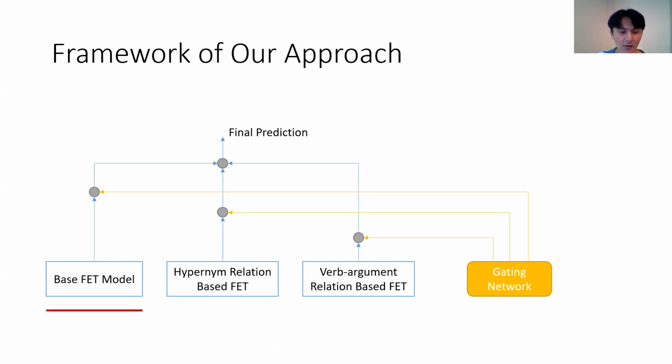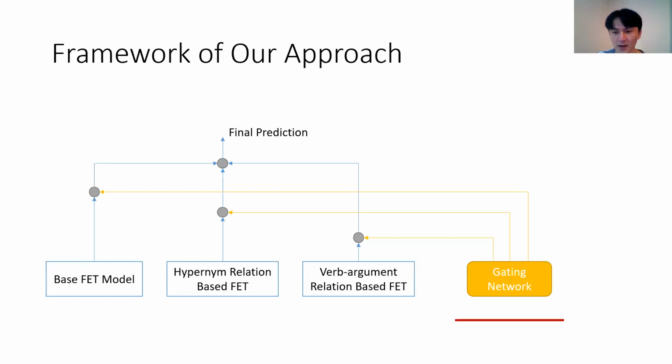The base FET model is a neural model that has a similar structure as the typical neural approach I introduced previously. The hypernym relation-based FET first extracts hypernyms for the mention and then uses the extracted hypernyms to make FET predictions. And the verb-argument relation-based FET makes predictions based on verb-argument relations that are obtained through semantic role labeling.